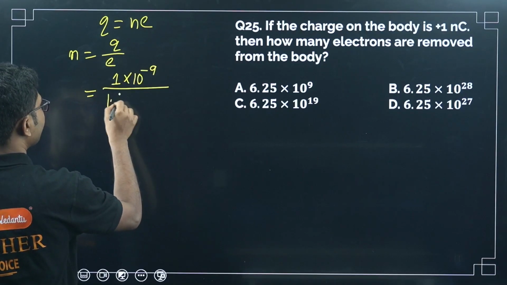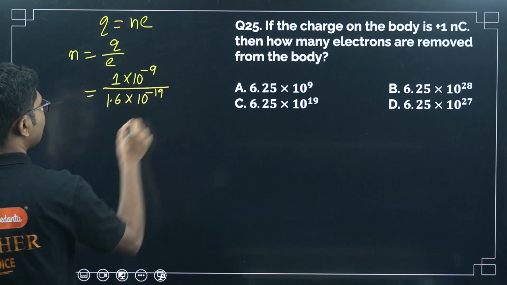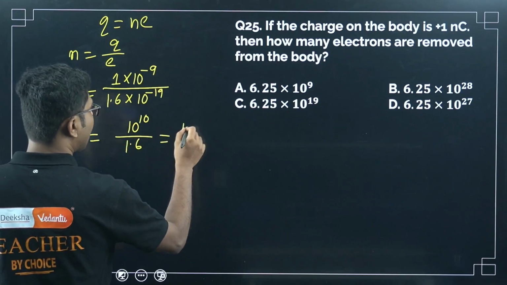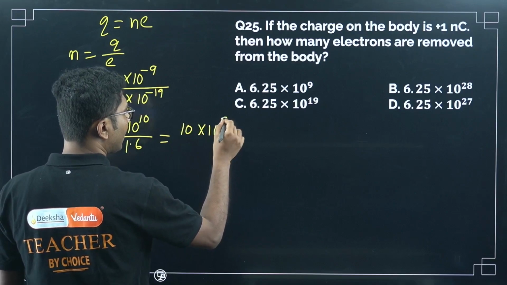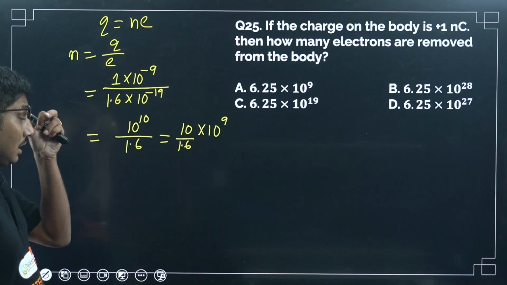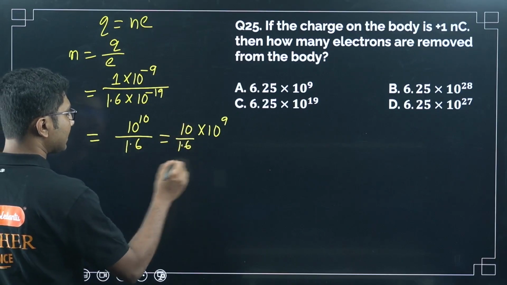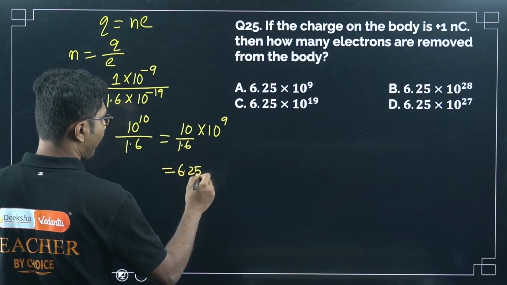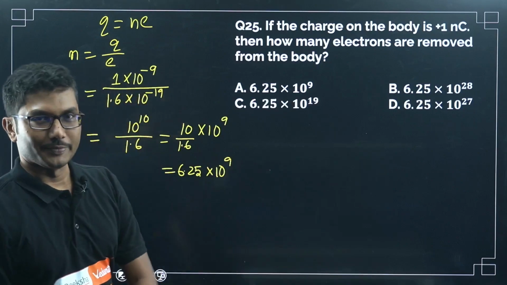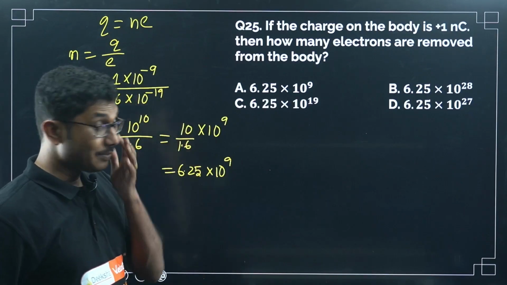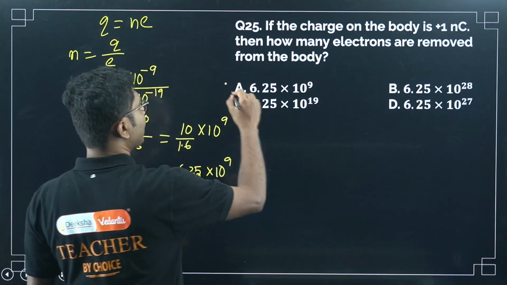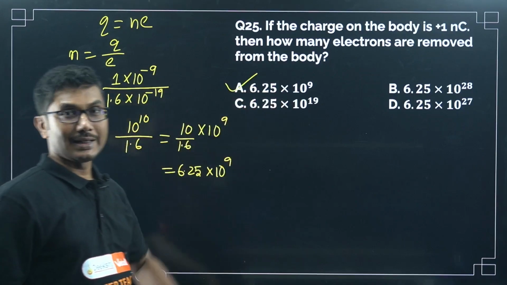1 nanocoulomb means 10 to the power of minus 9. Charge of an electron is 1.6 times 10 to the power of minus 19. So it will be 10 to the power of 10 divided by 1.6, or you can write this as 10 times 10 to the power of 9 divided by 1.6. We have taken a 10 out so that the answer is not in fraction. So 10 by 1.6 is 6.25. Now you might be wondering how I got that answer, because all the options have 6.25, right? Definitely 10 by 1.6 will be 6.25. The only thing you have to be careful about is the powers of 10. So 10 to the power 9 is the correct answer.